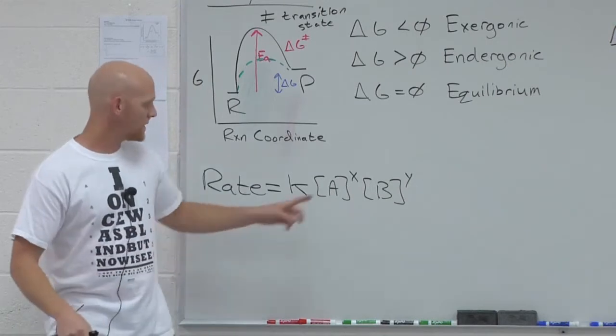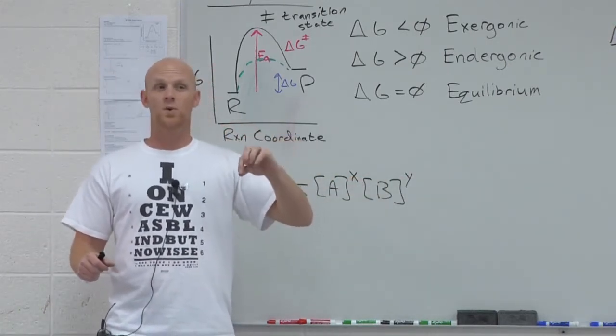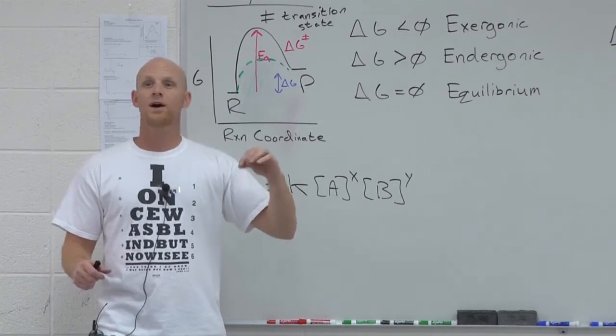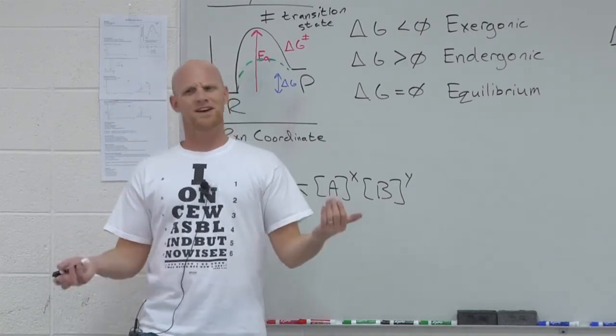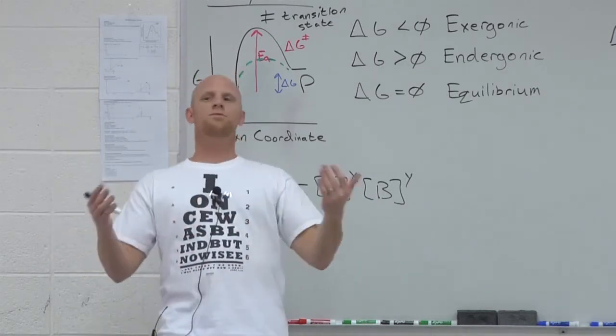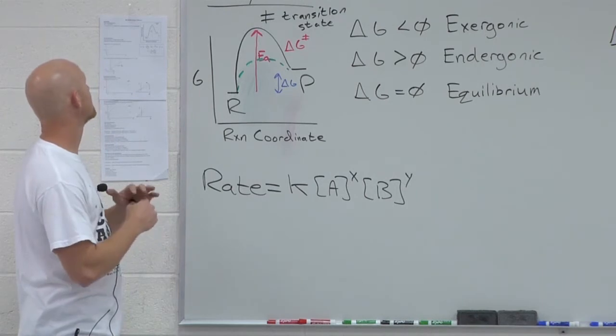Cool? So where do we get these orders from again? Experimental data or a mechanism. And where would somebody get a mechanism from, though? From experimental data. So ultimately, it all comes from experimental data. Sweet.